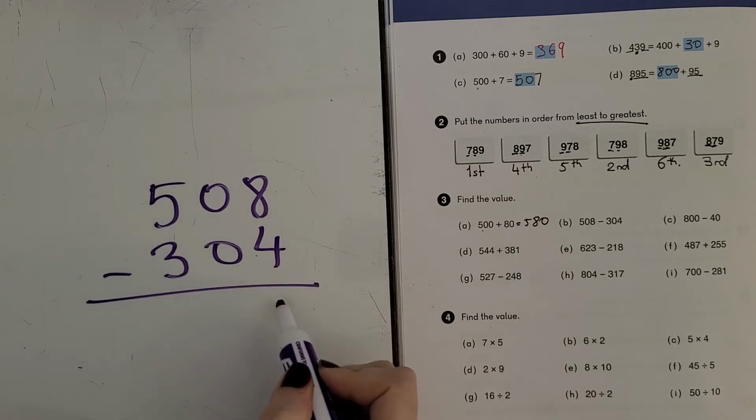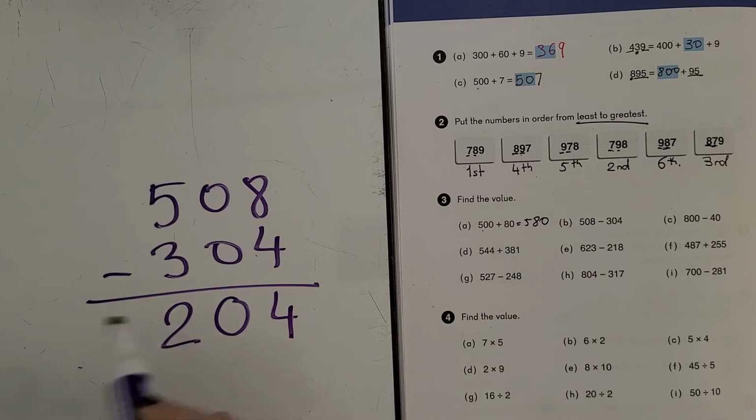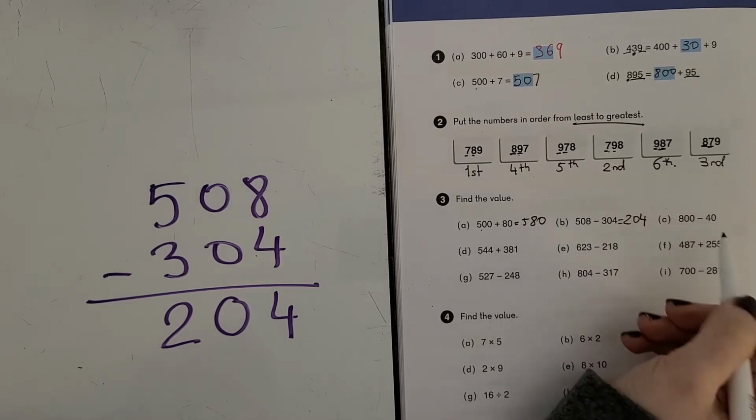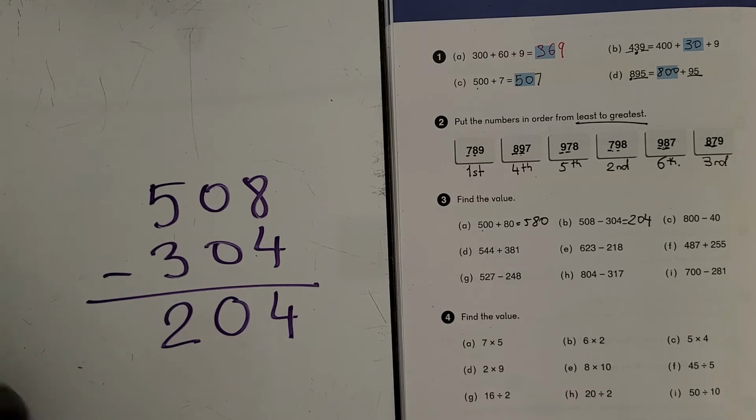8 minus 4 is 4. 0 minus 0 is 0. 5 minus 3 is 2. So my answer is 204. Don't forget to put your equal sign. 800 minus 40. I'm going to do that one on my board as well.